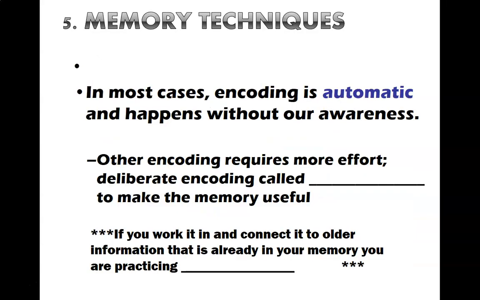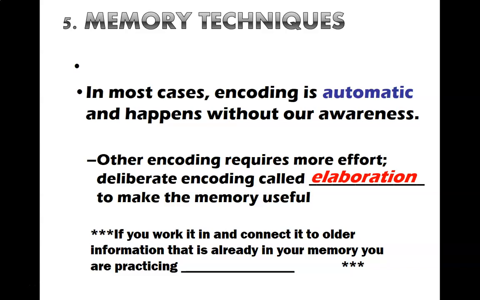Anyway, memory techniques. Okay, so we've now looked at retrieval cues. We've now looked at why we forget. So how can we make our memory better? There are some techniques that essentially reverse the process. So we've seen up to this point the things that make memories stick and why we sometimes forget. And to be cognizant of that, maybe you would be less likely to fall victim to some of these issues in the future. In most cases, encoding is automatic and happens without our awareness.